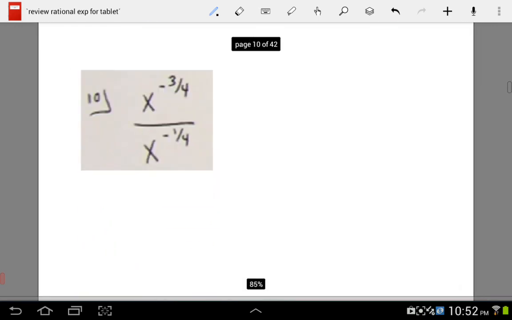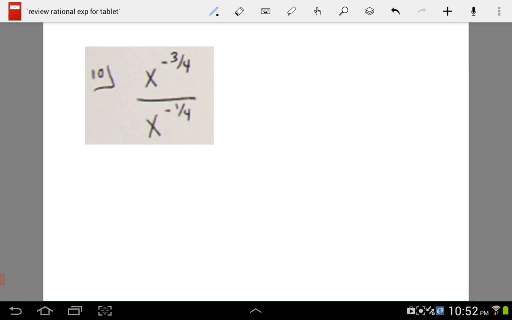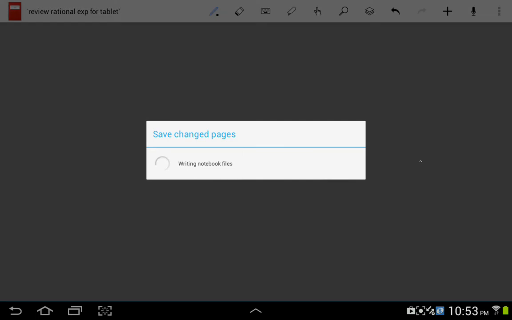Okay, on number 10, I'm doing some division. So we're going to subtract again here. So this is going to be negative 3/4. Now here again, we're going to minus a negative. So that's going to be plus 1/4. So negative 3/4 plus 1/4 would be negative 2/4 there. Of course, negative 2/4, I need to put that in lowest terms.